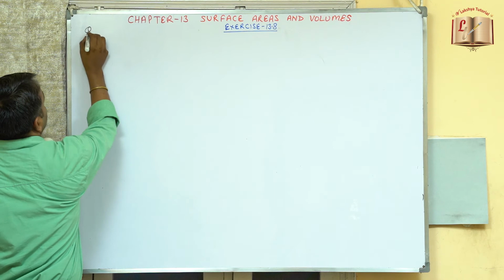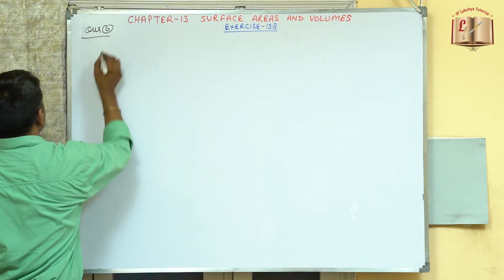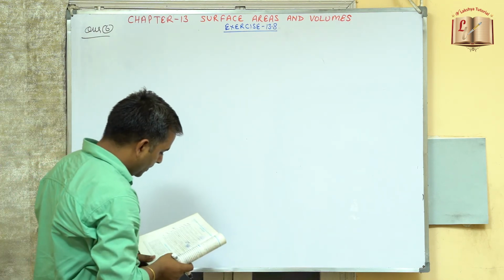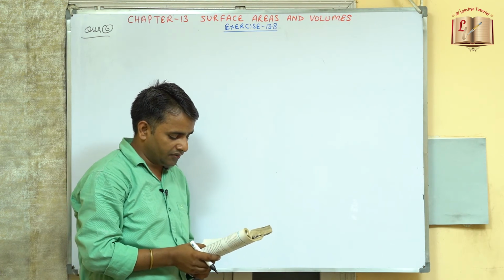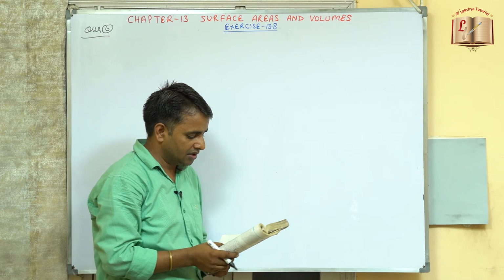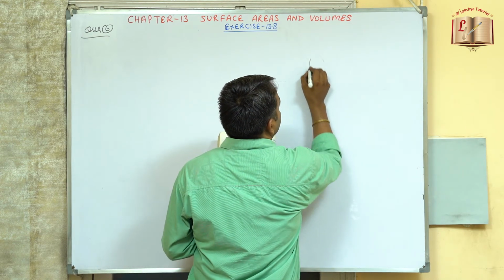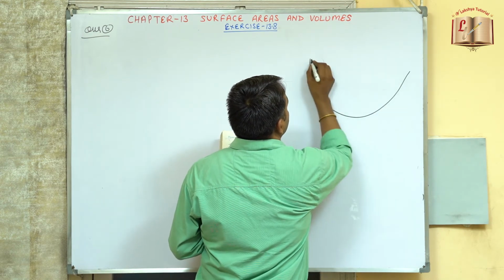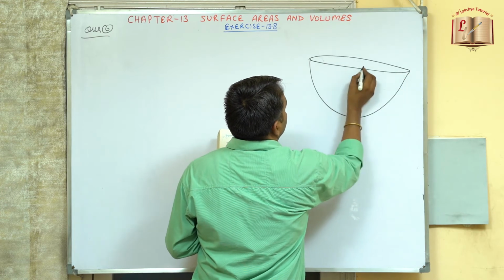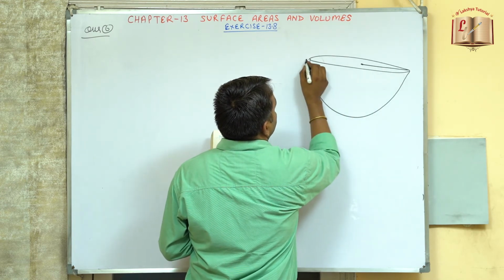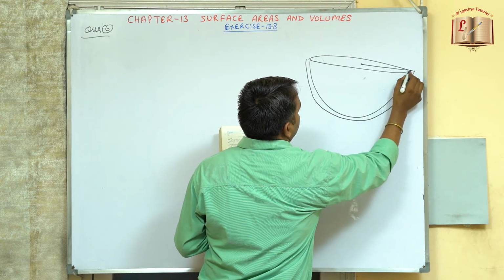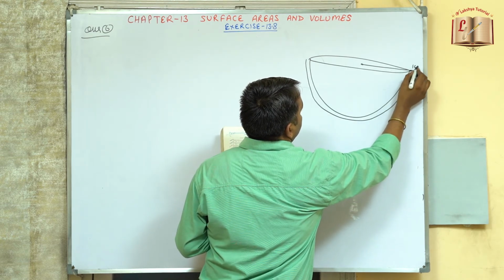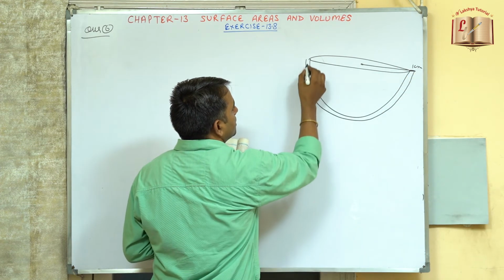So now coming to question number 6. A hemispherical tank is made up of an iron sheet 1 centimeter thick. So this is a hemispherical tank made up of an iron sheet, 1 centimeter thick. This thickness is already given to us. This is 1 centimeter thickness.